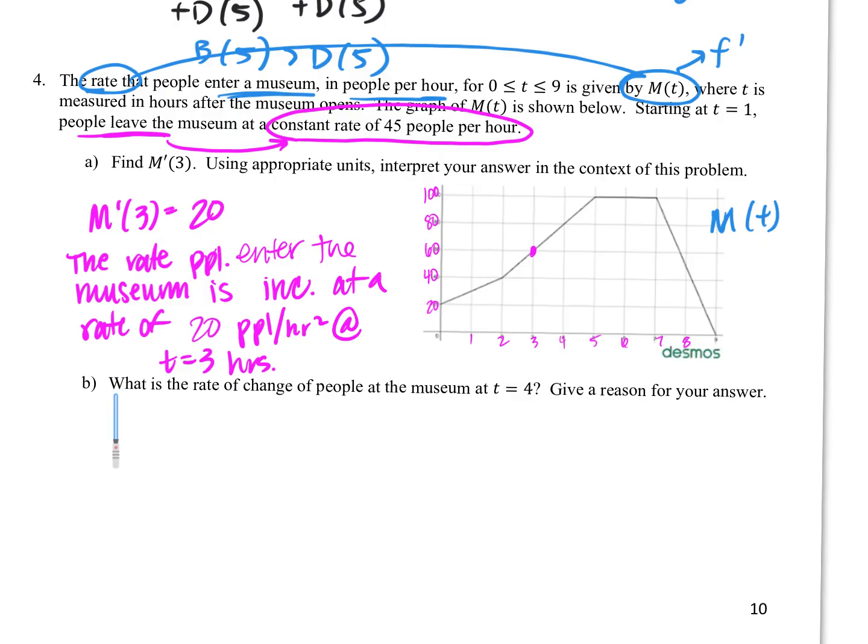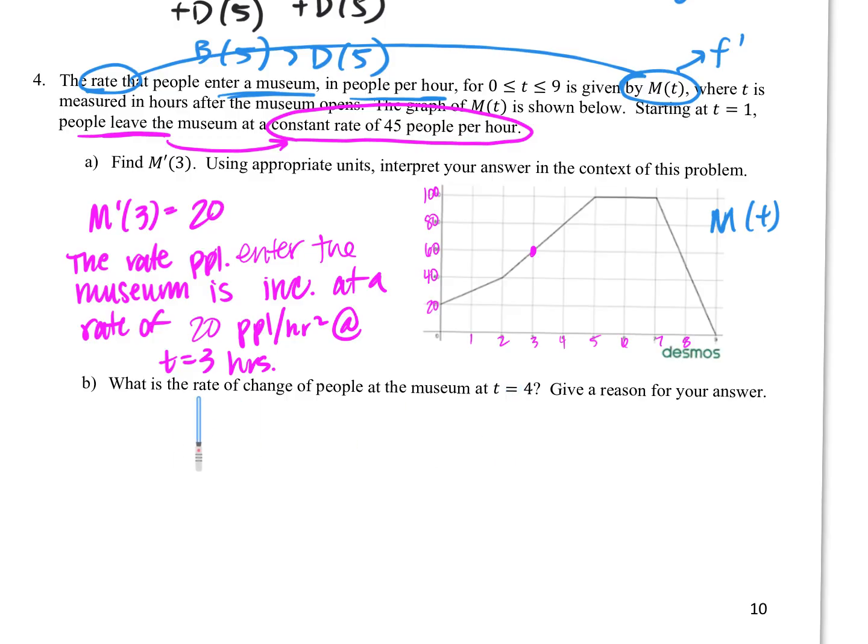Part B, Steffi, says what is the rate of change of people at the museum at T equals 4? Now this is saying, what is the rate of the amount of people there? So to your point, now I have to take into account my people leaving. How could I do that? What do we need to do, people? We could use M3. Well, we don't even need to because we need M4.